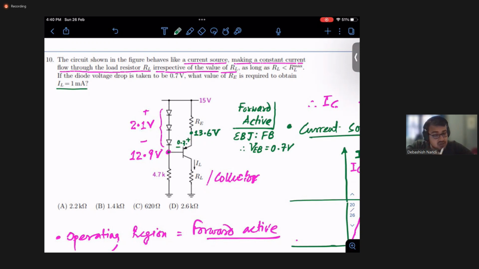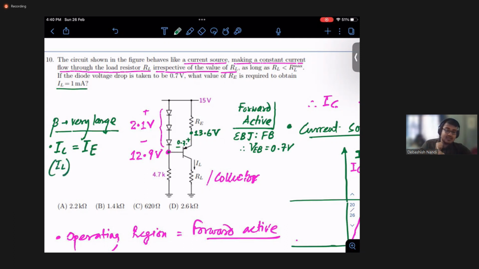Here beta is not given. That means I can assume beta to be very large. That means I can assume my collector current to be equal to my IE. Collector current is nothing but IL. So IE is nothing but IL, 1 milliampere. So this current is 1 milliampere.